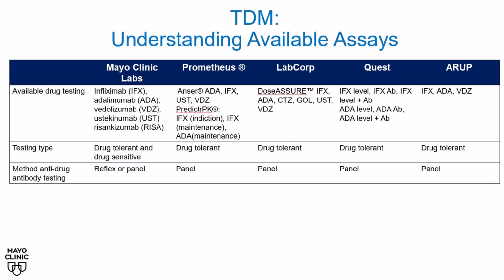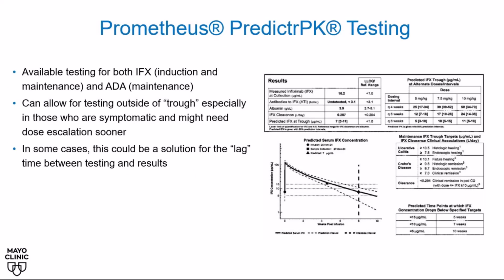So I'm typically ordering reflex because I don't know that I'm convinced that I care about antibodies in the presence of drug. Okay, so reflex antibodies for infliximab, or you can get the panel where you're informed of both. Same thing with adalimumab and vedolizumab. We're only offering panel testing, and my Mayo Clinic team can tell me if I'm wrong, for ustekinumab and risankizumab.